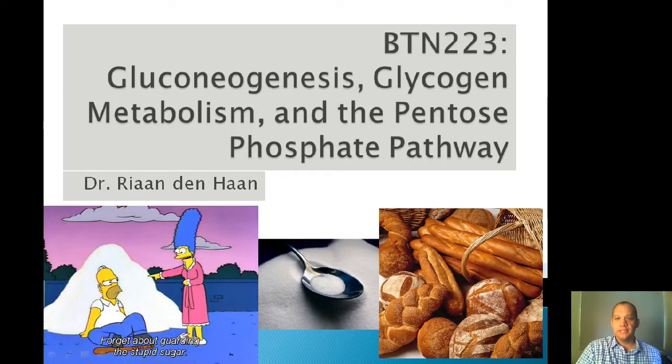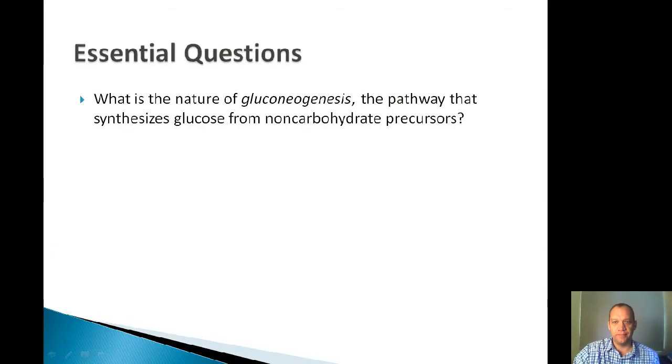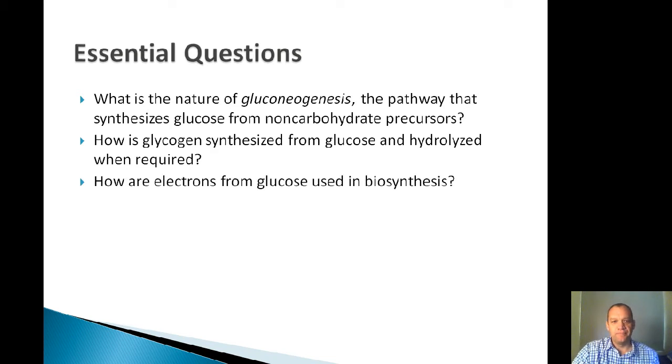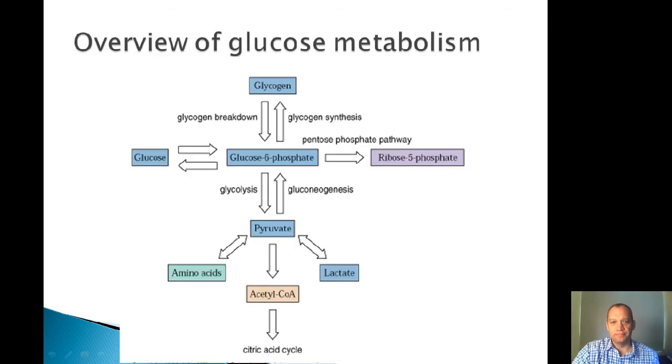Hello everyone, this is the first lecture in our presentation on gluconeogenesis, glycogen metabolism and the pentose phosphate pathway. In this section we want to answer the questions: what is the nature of gluconeogenesis, the pathway that synthesizes glucose from non-carbohydrate precursors? How is glycogen synthesized from glucose and hydrolyzed when it is required? And how are electrons from glucose used in biosynthesis?